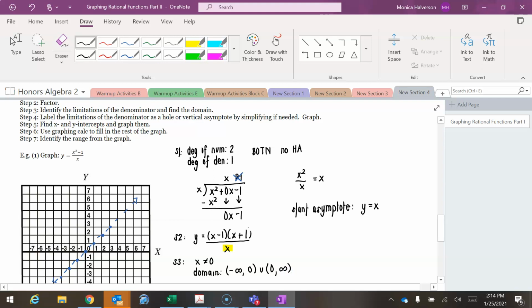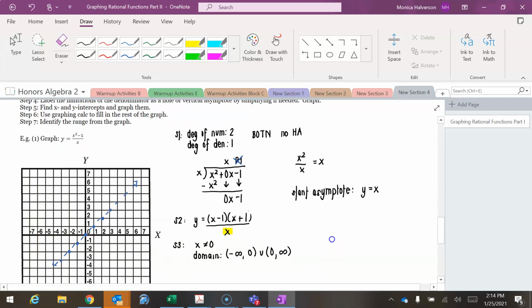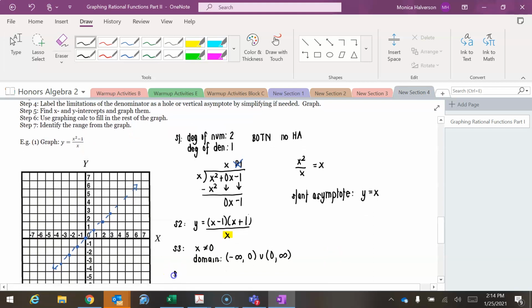Okay? Now, that limitation cannot be canceled out. So we know that x equals 0 is our vertical asymptote. So we're going to come and graph that, and it's going to look like this.